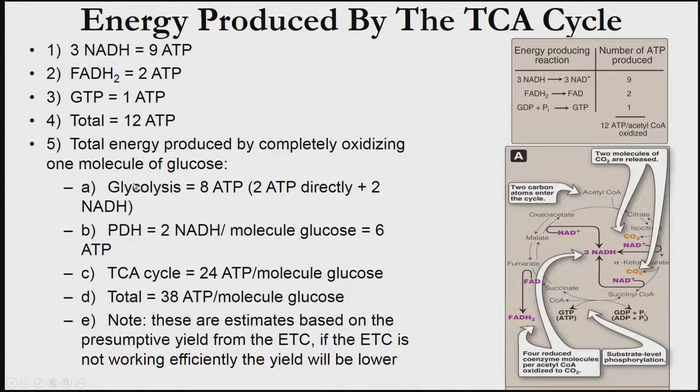So I'm using 3 as a number. Sometimes they'll use 2.5, or sometimes they'll use 2, and they'll come up with 36 or 34. Okay, so if you've seen a different number before, that's why. And technically the 34 or the 36 would be much closer to reality. You're never really going to get 38 because you're not going to get the full 3 ATP from NADH.